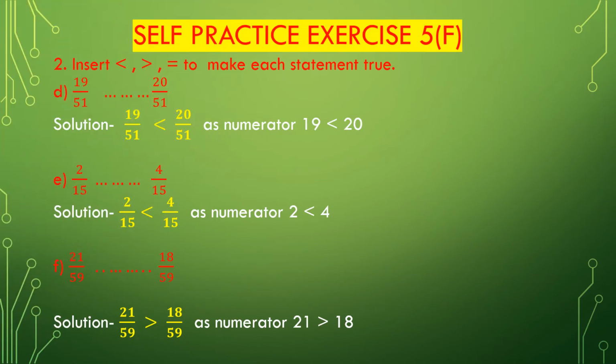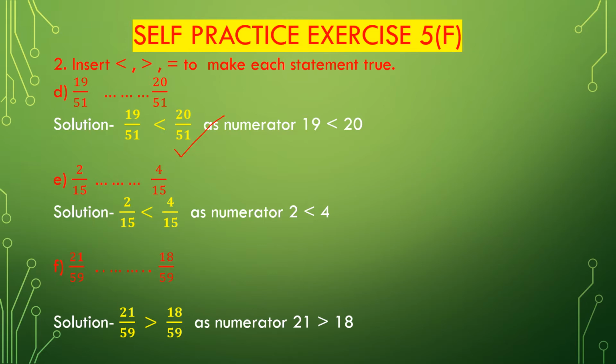Now solve question number 2. Question number 2 is insert less than, greater than or equal to make each statement true. D. 19 divided by 51, 20 divided by 51. Here numerator 19 is less than the numerator 20. So 19 divided by 51 is less than 20 divided by 51.